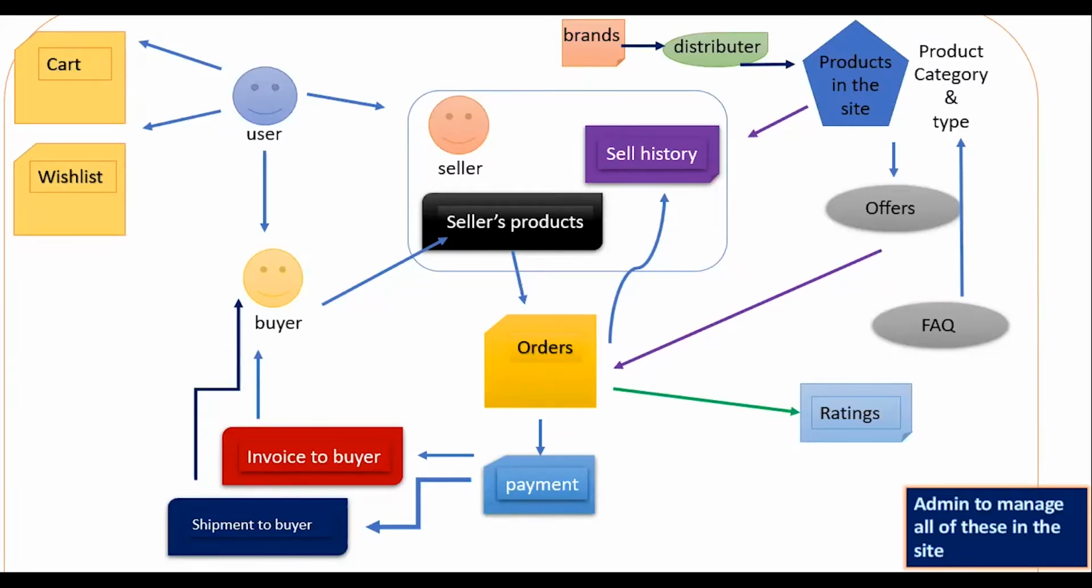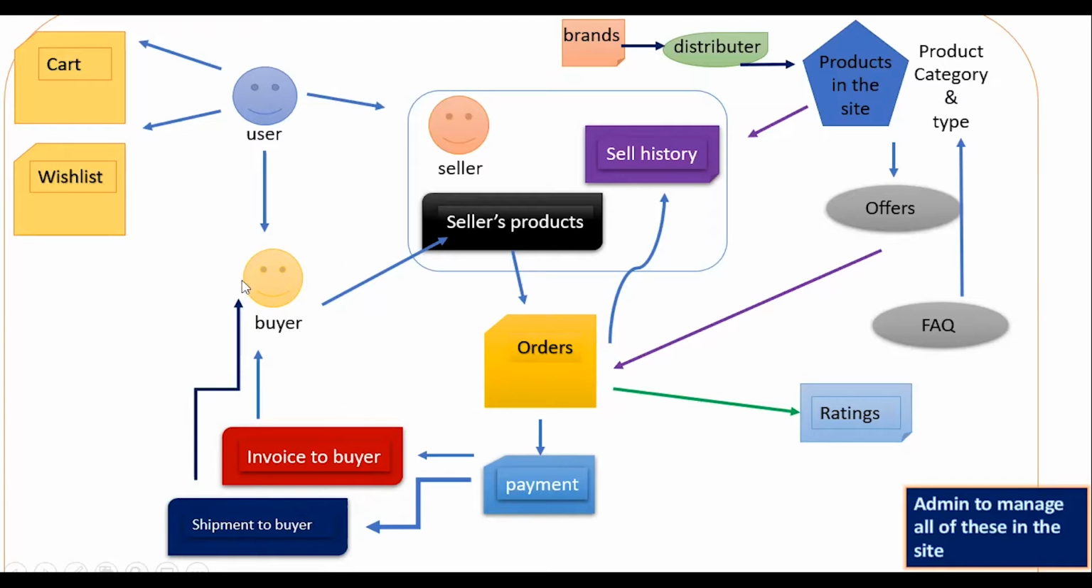So this is the concept of today's project. Here you can see I have a user and I choose to select them to be a buyer or a seller. A seller can have products and sell history from his orders. So in the product section, I have the products in the site like this and have brands which are distributed by a distributor for the site. And I have offers, anonymous FAQs for these products.